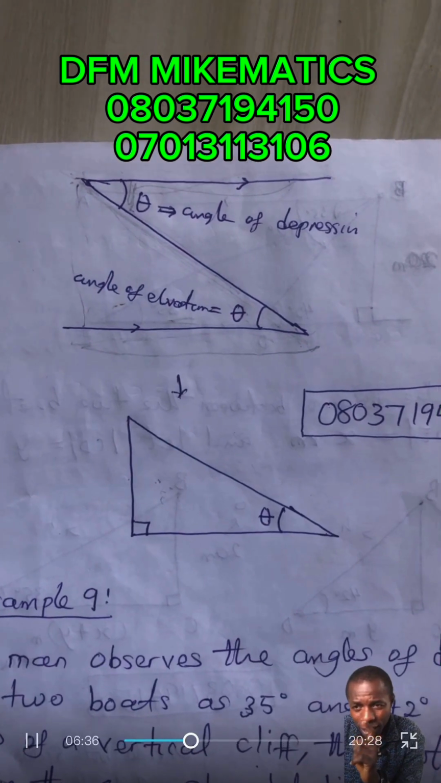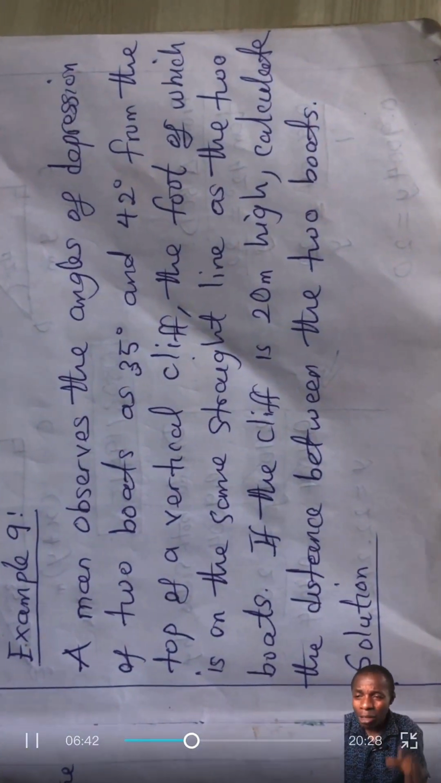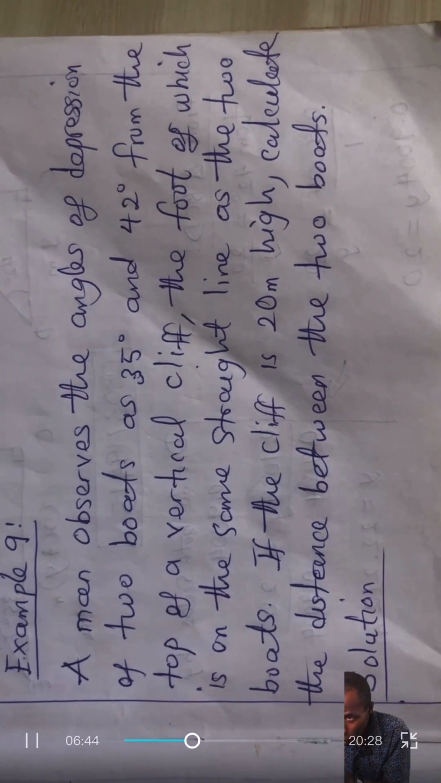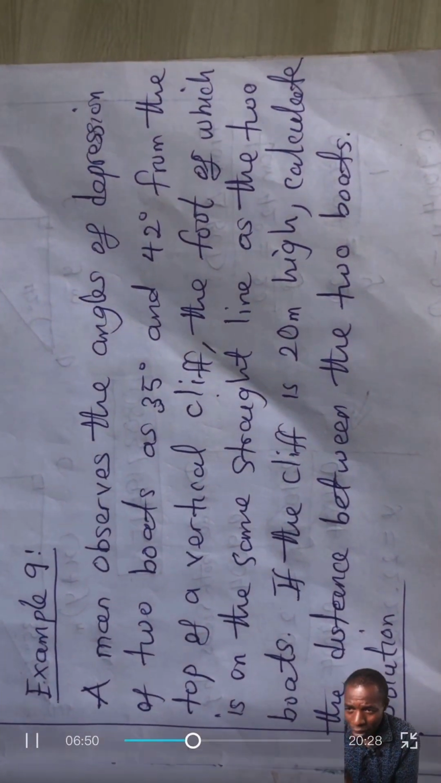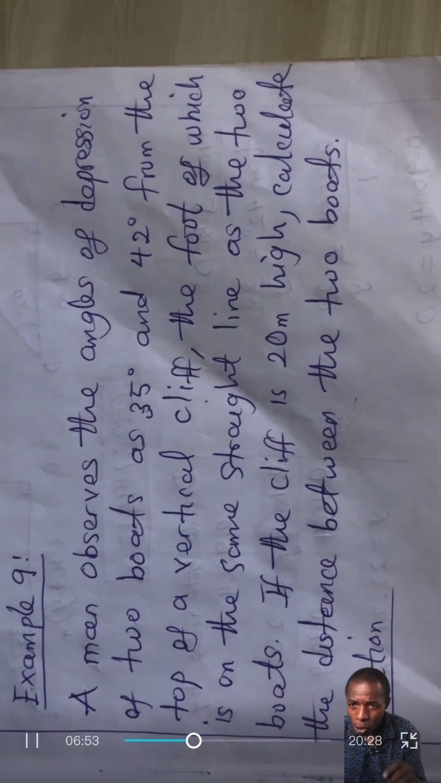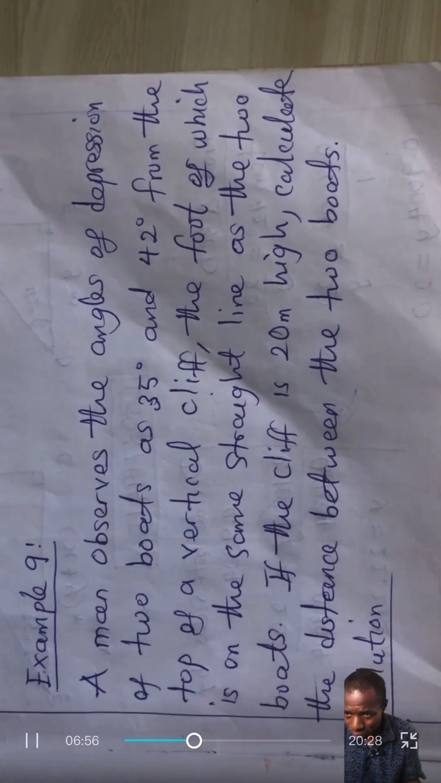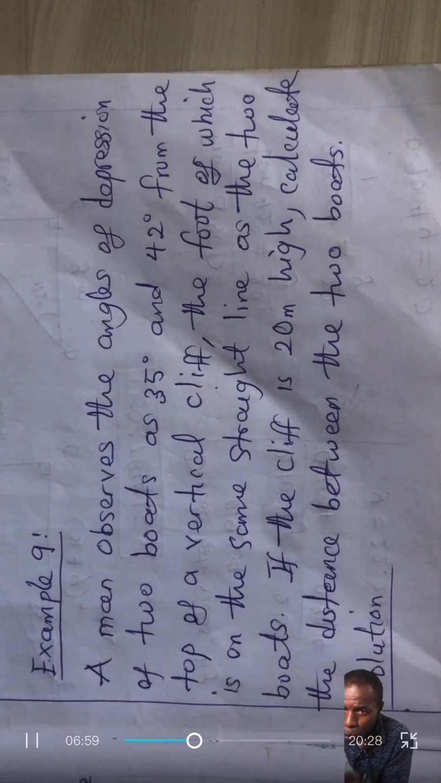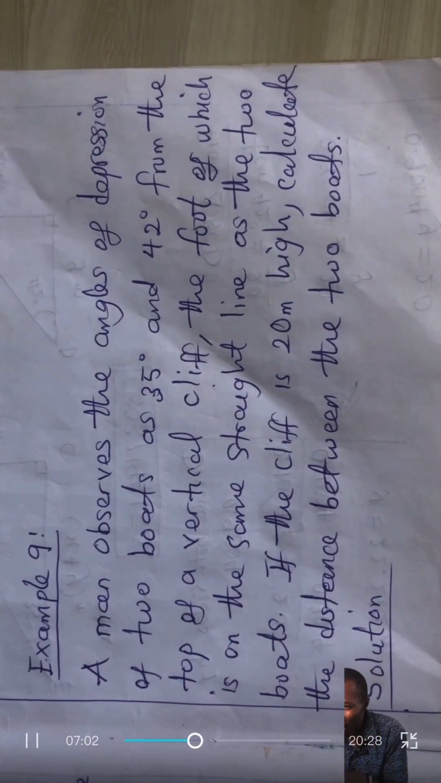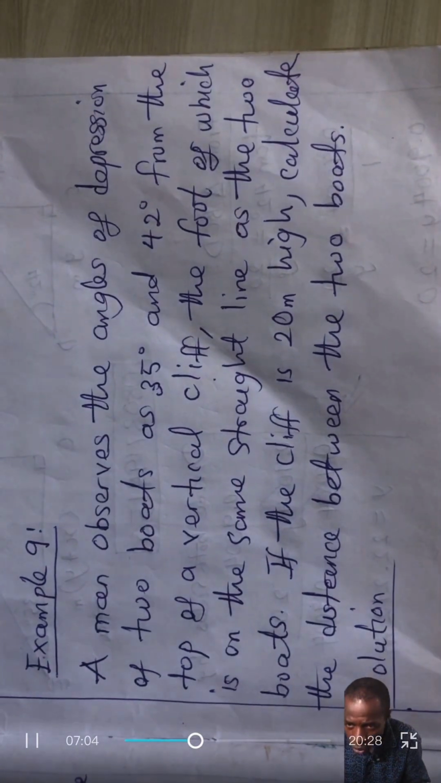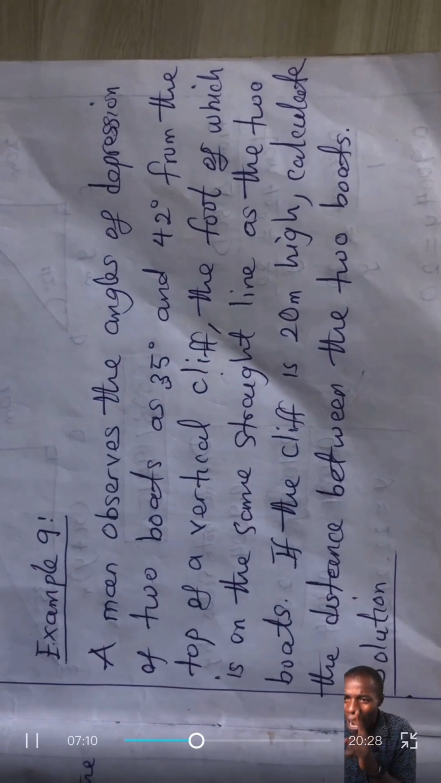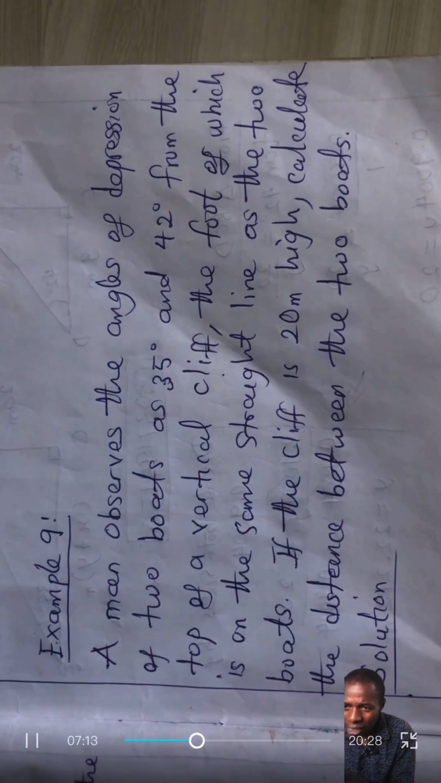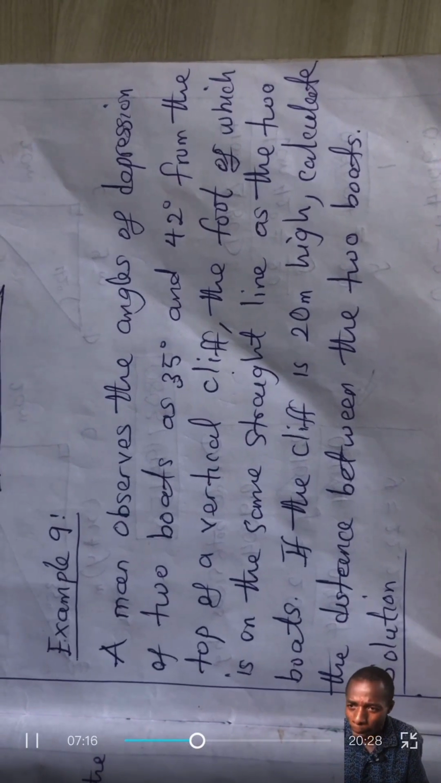Now let's go to example 9. I read: a man observes that the angles of depression of two boats are 35 degrees and 42 degrees from the top of a vertical cliff, the foot of which is on the same straight line as the two boats. If the cliff is 20 meters high, calculate the distance between the two boats.